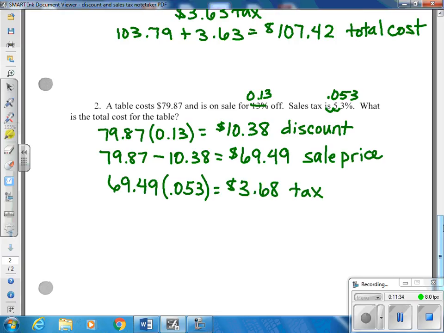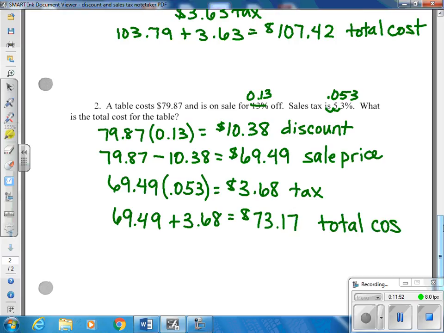Okay, and before we can actually get this table, we have to pay the tax on it. So we're going to take the $69.49 and add to it the $3.68. Right, and that will give us a grand total of $73.17. That is the total cost for this item. Right, so you'll notice that we always do multiplication first with the decimal, then subtract if it's a discount, and multiply, and then add if it's a tax. Right, and in total cost, you have to hit all 4 of them.